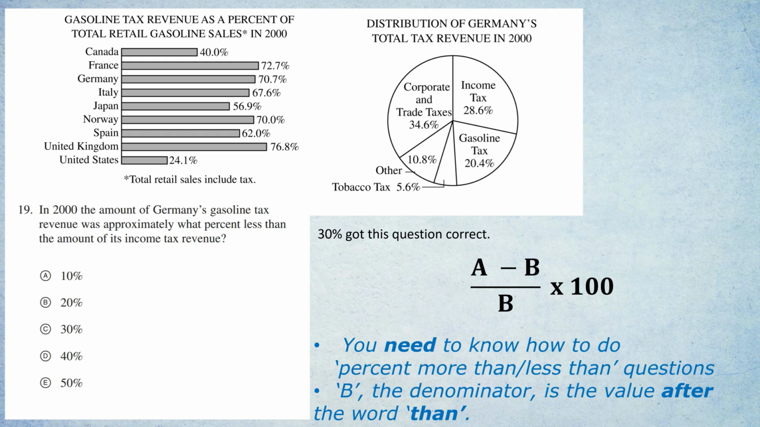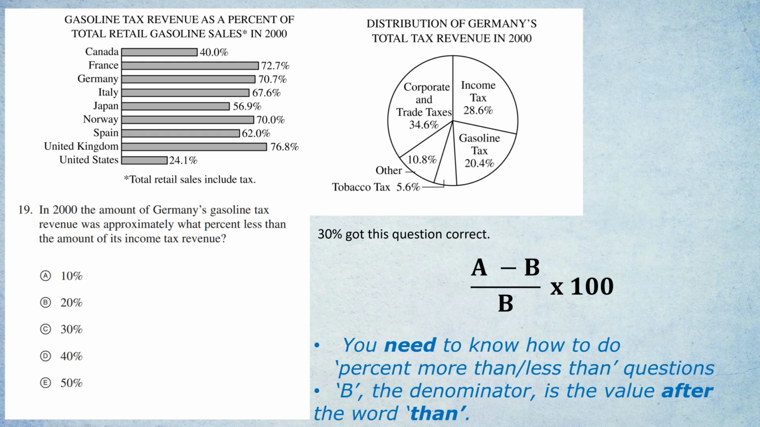Okay, so our B is 28.6 because that came after the word than in the question. Was what percent less than the amount of its income tax revenue. So we would do 20.4, take away 28.6, get that answer, which I believe would be minus 8.2, and then we're going to divide by 28.6. This gives us negative 0.286, which we can times by 100 to get 28.6 or 28.7. Given that they use the word approximately, we can round that to 30%, so the answer is C.